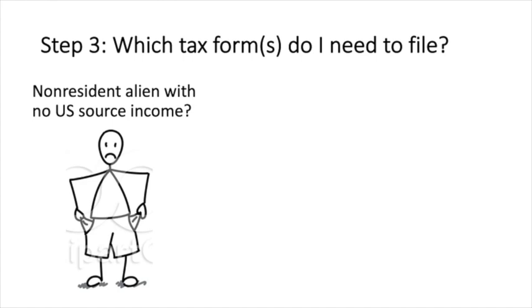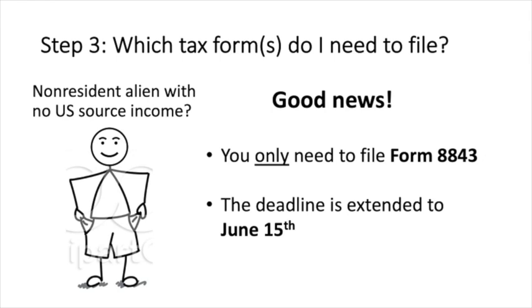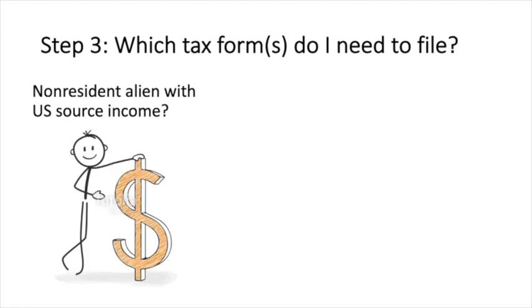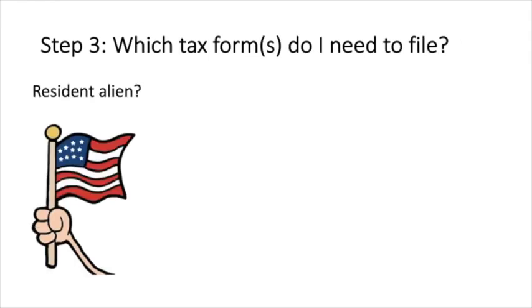If you're a non-resident alien with no US source income, good news! You only need to file Form 8843, which is a simple 2-page form, and you even get a couple extra months to fill it out, so it needs to be submitted by June 15th. If you're a non-resident alien with U.S. source income, you will need to file Form 8843 and Form 1040NR or NREZ, and this should be submitted by April 15th.